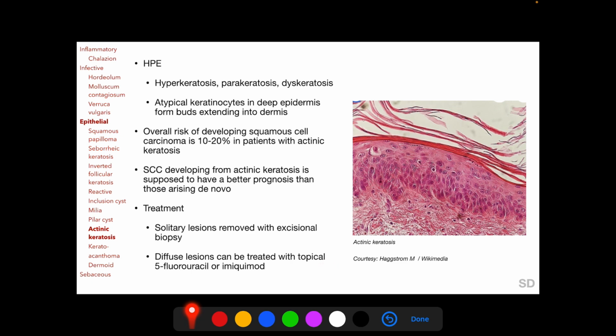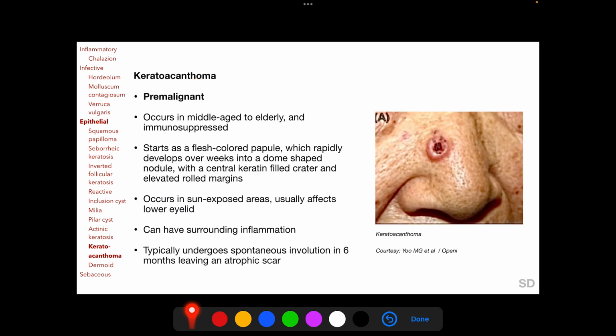topical 5-fluorouracil or imiquimod. Keratoacanthoma is a pre-malignant lesion occurring in middle-aged to elderly people and also in immunosuppressed patients, and it starts as a flesh-colored papule which rapidly develops over weeks into a dome-shaped nodule with a central keratin-filled crater and elevated rolled margins. So we find a nodule with a central keratin-filled crater and elevated rolled margins.